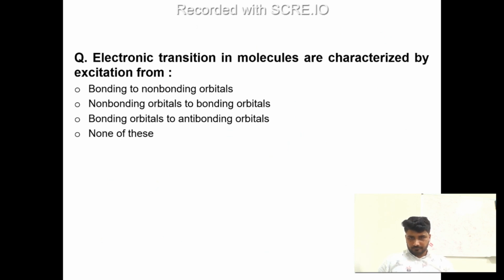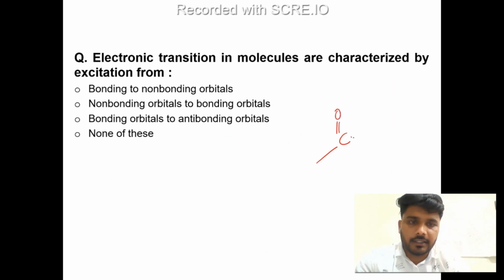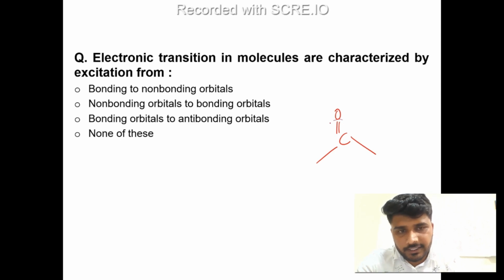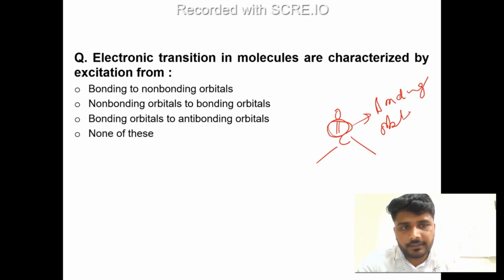If I say the molecule contains a carbonyl group, this pi bonding will be called the bonding orbital, and oxygen has lone pairs, right? These electrons are not participating in the bond formation. That's why they are called the non-bonding electrons.